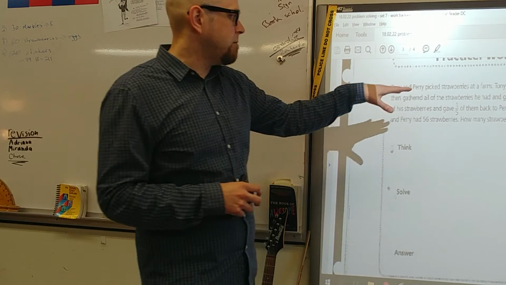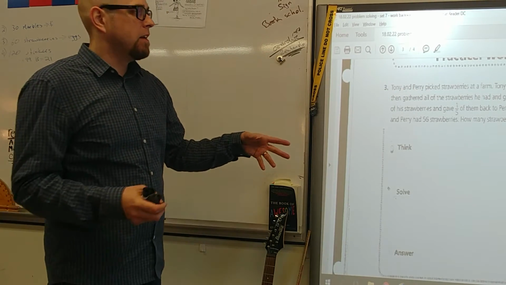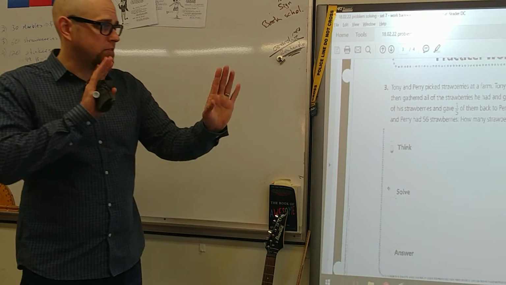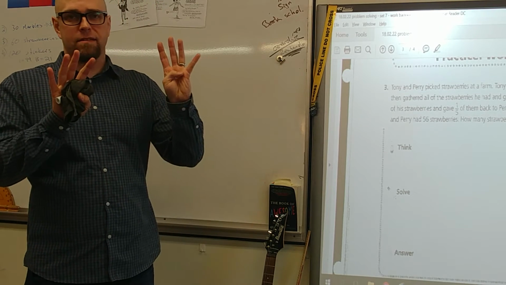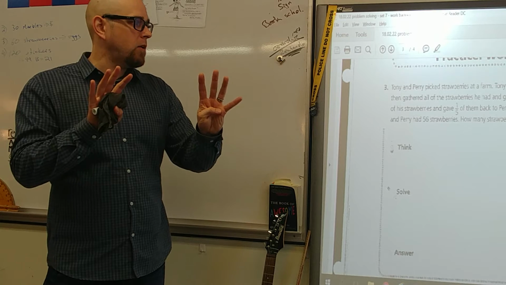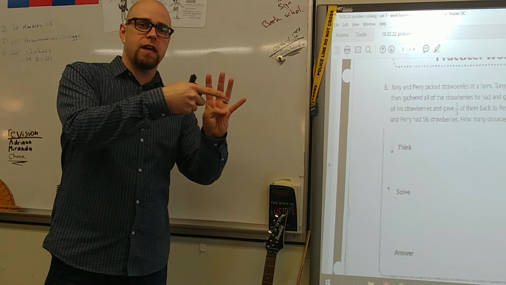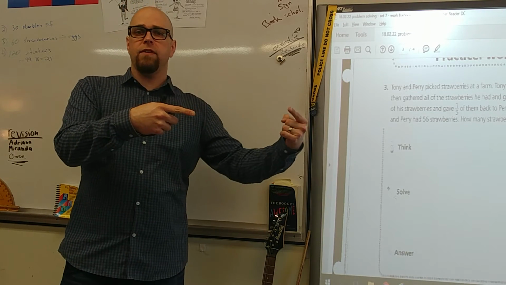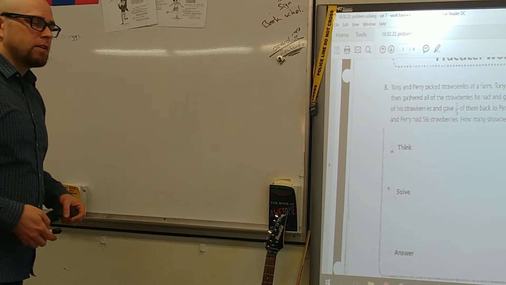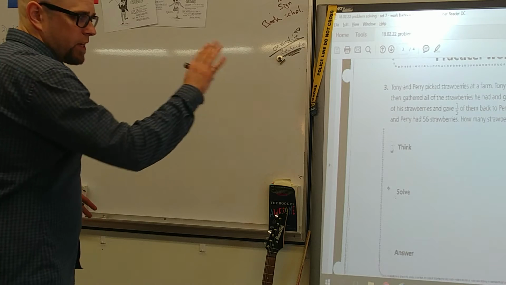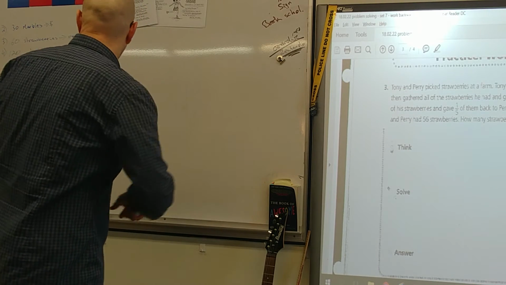When it says Tony and Perry pick strawberries on a farm, I'm going to make this real simple. We got 2 guys, okay? This guy's got this many of something and this guy's got this many of something. And we know at one point one guy gave 1/5 of his stuff to him, and at one point one guy gave 1/3 of his stuff to him. This is a lot like the last one. So if you want, you can pause and you can read number 3, but I'm going to give you a fake number 3.